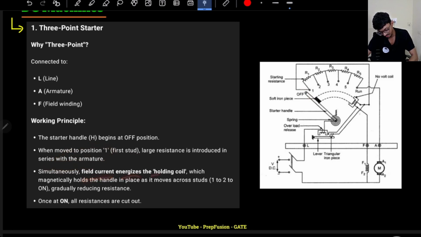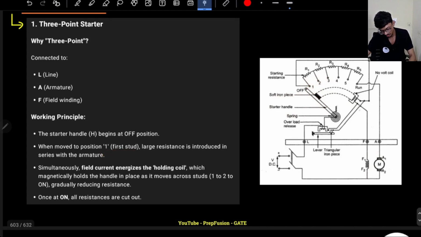Simultaneously the field current energizes the holding coil, because the field winding is connected in series with the holding coil, so gradually it will attract the iron piece, and the pointer will gradually move here. This is actually called the stud. It is called the starter handle, stud, whatever you want to call. These are called the studs.